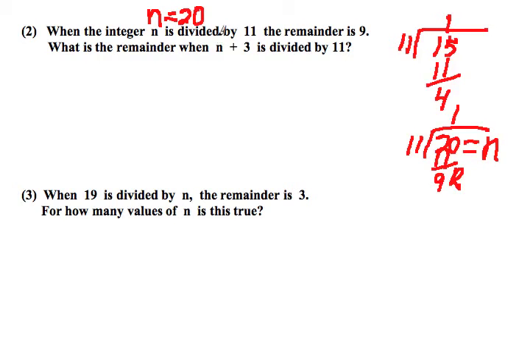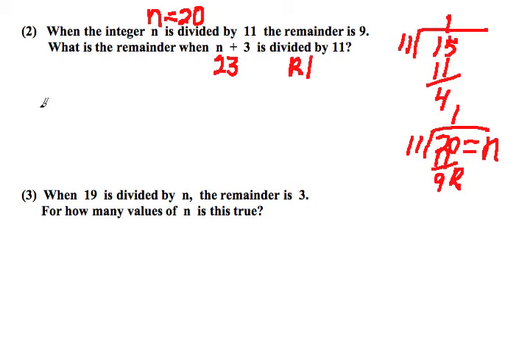What is the remainder with n plus 3? Well, that's 23 divided by 11. Well, 11 goes twice, 22, so it gives a remainder of 1.